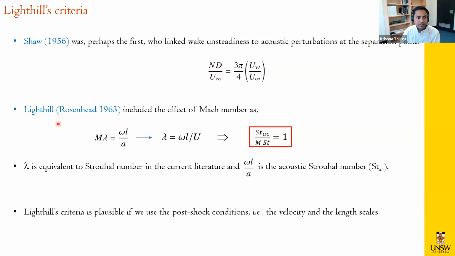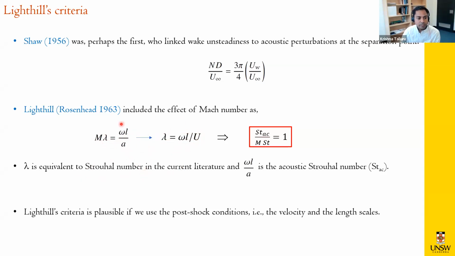And Lighthill, as a chapter in the book by Rosenhead, extended this analytical reason and included the Mach number. So this is a bit tricky, but let's take a minute and pay attention to this. What he proposed is this Mach number times lambda. He wrote it as omega L by A. If you rearrange this, what you find is lambda is omega L by U, and this is equivalent to the Strouhal number in the current literature.